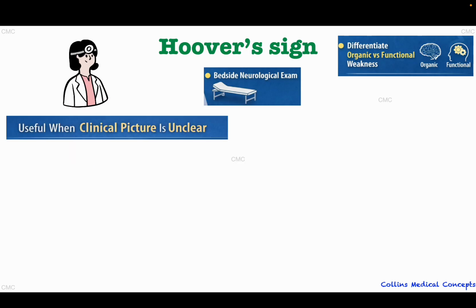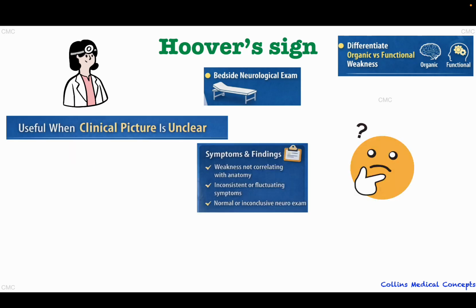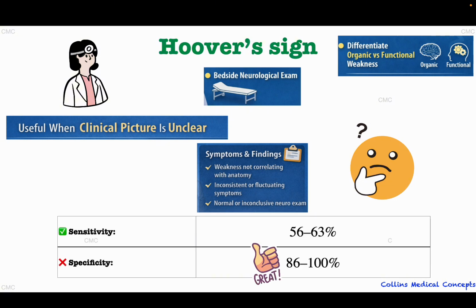For example, when a patient presents with unilateral leg weakness that doesn't fully correlate with anatomical pattern or objective neurological findings. Hoover's sign is considered to be highly specific for functional weakness, which means that a positive result is strongly suggestive of a functional diagnosis. However, it has moderate sensitivity, meaning a negative result does not rule out functional weakness.